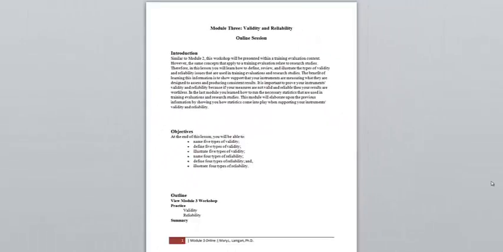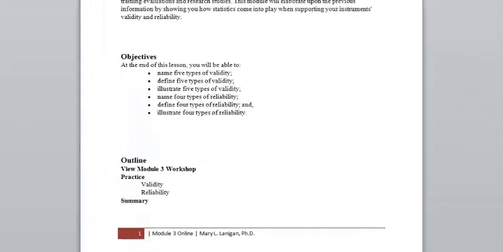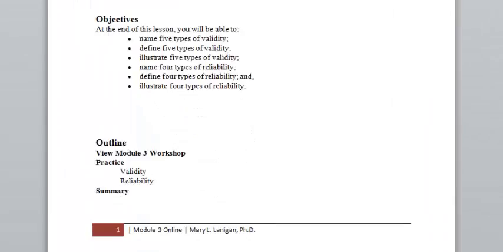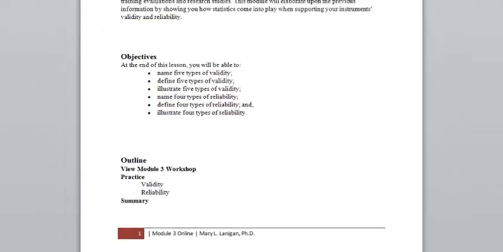So if you look on the first page of your Module 3 workbook, you'll see the various objectives for this class. You'll see that we're going to review the 5 types of validity, we're going to define each as well as illustrate all of them, and we're going to name the 4 types of reliability, we'll define them as well as illustrate them. Similar to Module 2, you're going to be sent off to an internet workshop to give you a more thorough review, and then you're going to come back to this one for practice.